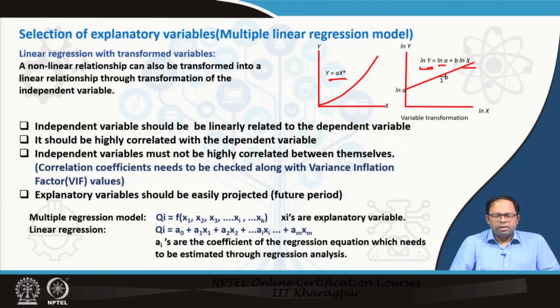So, independent variables should be linearly related to the dependent variable. This we have already learnt earlier, and it should be highly correlated with the dependent variable. But just the opposite for all the other independent variables. That means, independent variables must not be highly correlated between themselves, and this could be checked with the variance inflation factor or with the Pearson bivariate correlation coefficients.